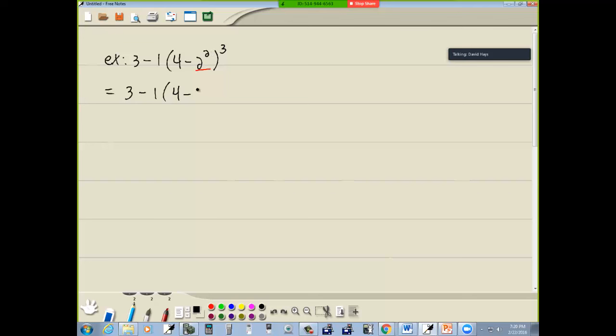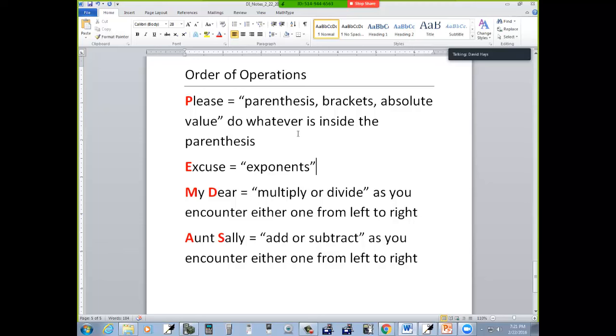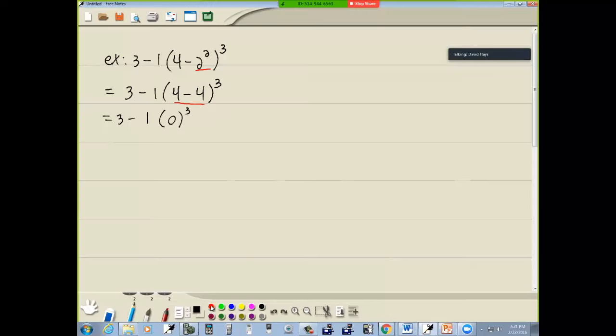2 squared is 2 times 2, which is 4. Now I'm still doing what's inside the parentheses, and there's only one thing left. Add, subtract. So we got 4 minus 4, which gives us 0. So now we're done with what's inside the parentheses. And again, that please part does not necessarily mean that you're going to get rid of the parentheses. You're just going to do whatever's inside the parentheses. So now we go down to the exponents. And we have one exponent here.